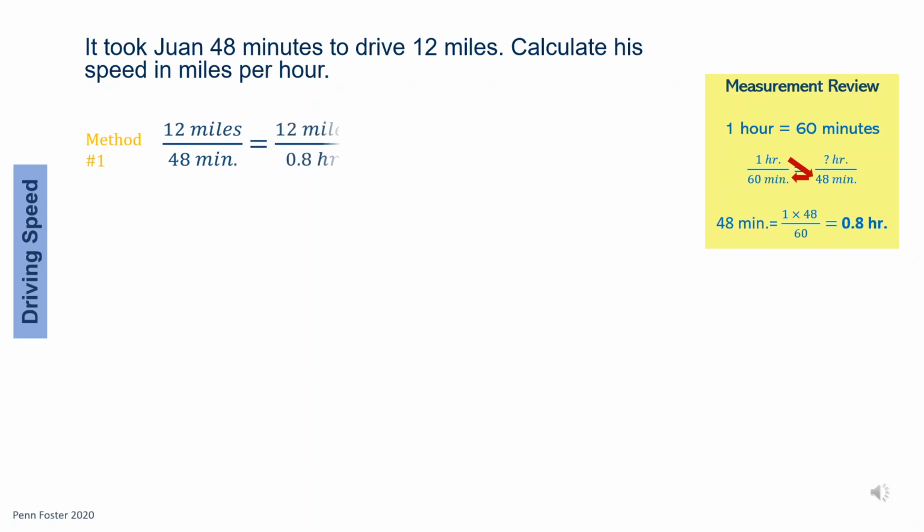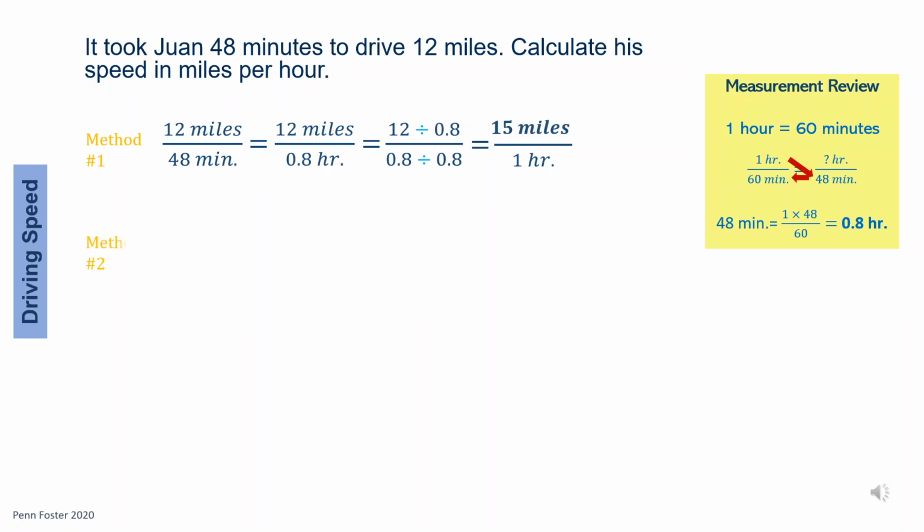Place 0.8 hours in the denominator. Now, reduce the fraction by dividing top and bottom by 0.8. 1 hour is placed in the denominator, which is the desired time unit. Juwan drove at 15 miles per hour.